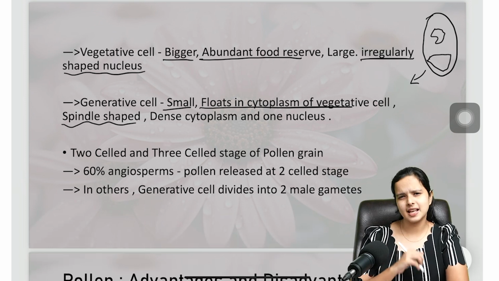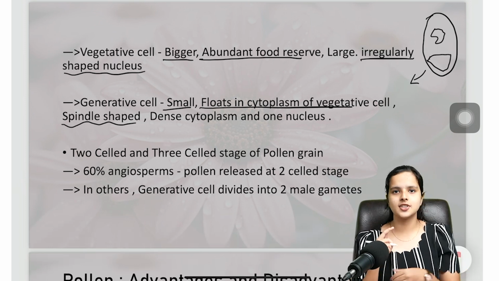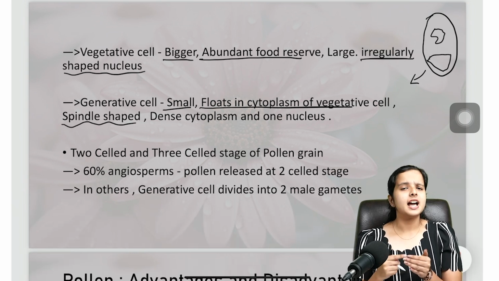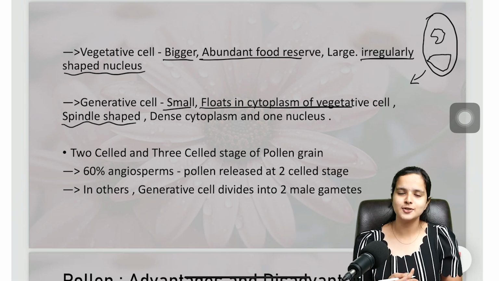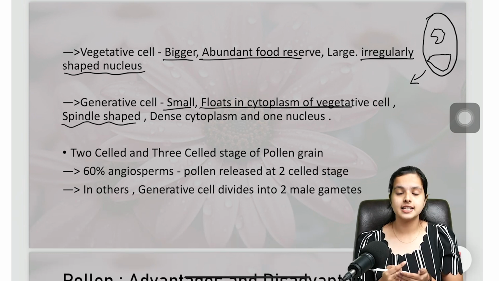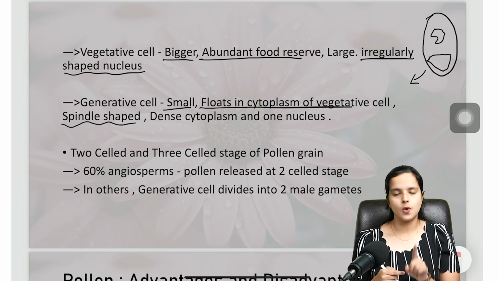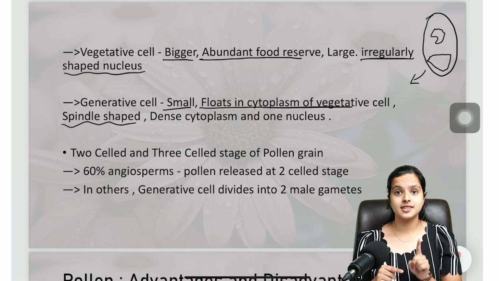Okay, so in some plants the pollen grain will be released at the two-celled stage, which is the generative cell and the vegetative cell. I hope that's clear. But in other plants, in about 40% of the angiosperms, the pollen grain is released in a three-celled stage: one vegetative cell and two male gametes. From where did these male gametes come? The generative cell split to form two male gametes. Okay, I hope that's clear.